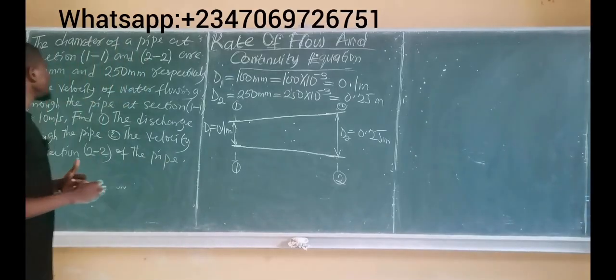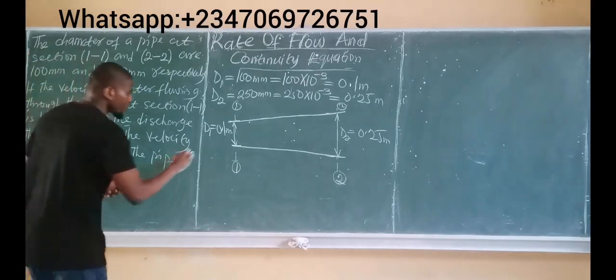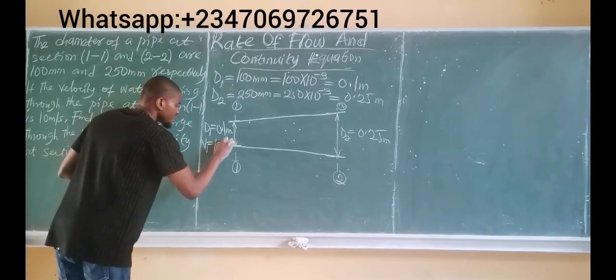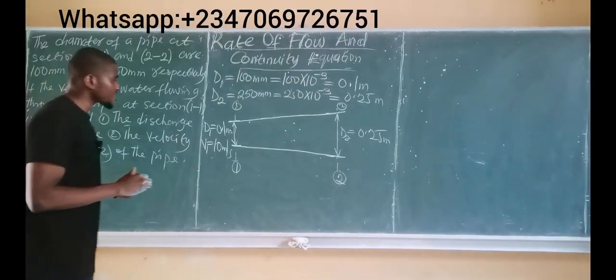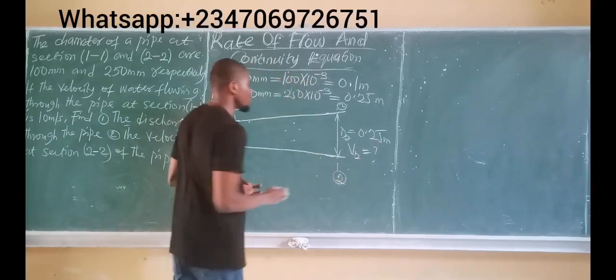Now we are told that the velocity of water flowing through the pipe at section 1 is 10 meters per second, so the velocity at this section, V1, was given to us as 10 meters per second. We are asked to find the discharge through the pipe and the velocity in section 2. So V2 is unknown.